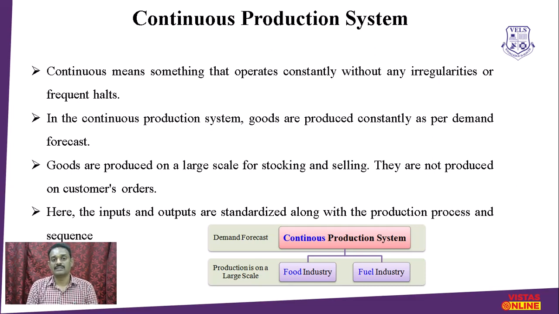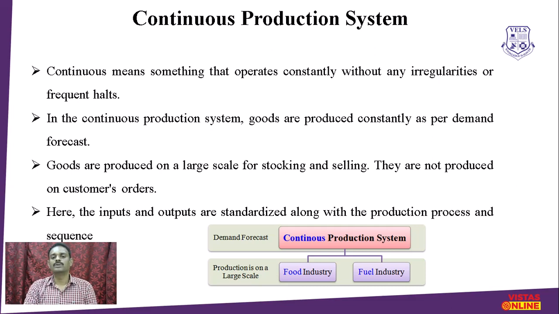In the continuous production system, goods are produced constantly as per the demand forecast. So based on the company's perceptions regarding the demand, they will start the production. Normally the companies predict the sales depending upon the previous year's sales or the previous month's sales. Depending upon that, they will predict the sales and start the production. Goods are produced in large stock, and they are selling in large numbers. They are not produced on customers' orders. They are producing the product based on future predictions.